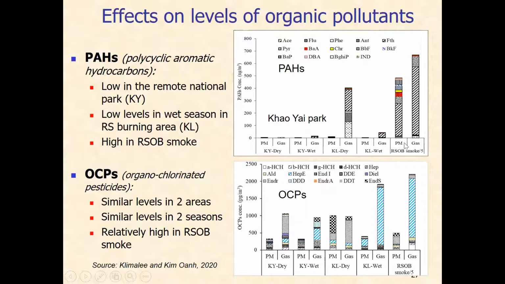And then the level we measured in the rice straw open burning smoke plume is actually very high, because the scale here I divided by 5. So you have to multiply by 5 here, we have 4,000 something, okay?